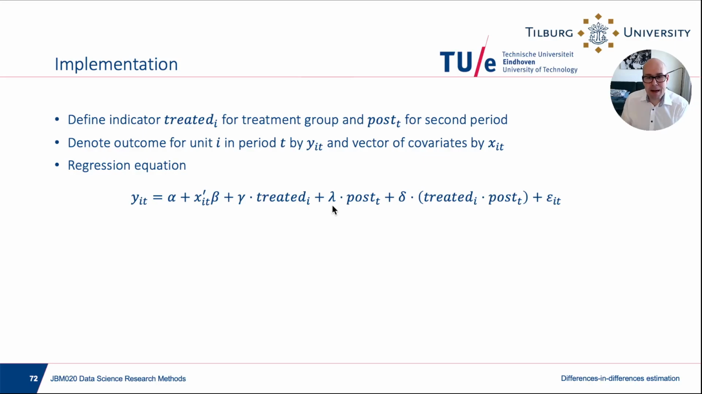Then I have a parameter lambda in front of the post dummy. So this will measure the time effect because post will be 1 in the second period. And this is the difference in the outcome for the second period, but actually for the control units, as we will see on the next slide in more detail. And then I have delta times an interaction term between that treatment dummy and the post dummy, and I have my error term. Okay, so I'm going to run this regression, and what I'll get is all these coefficient estimates, and it turns out that the interesting one is this delta here.